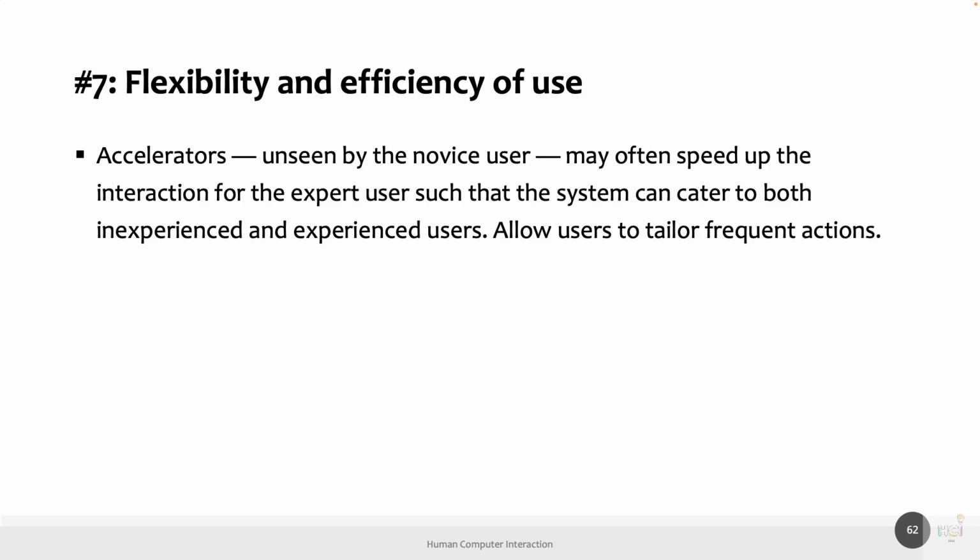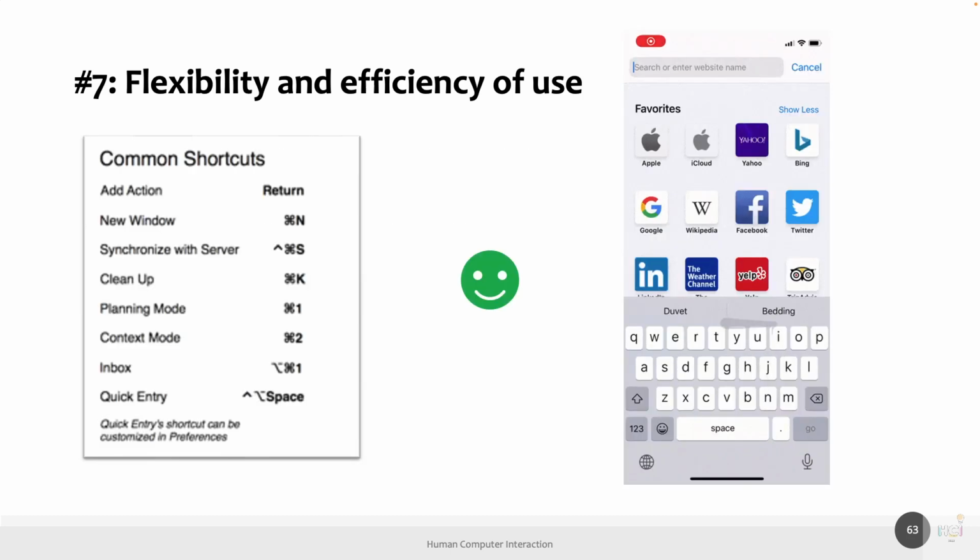Okay, flexibility and efficiency of use, number 7. This heuristic is mainly about accelerators that are unseen by a novice user, but can speed up the interaction for the expert. Can you give me an example of an accelerator? Yes? Shortcuts are a good example of an accelerator. Shortcuts can be used by experts, but the novice can still use the system without using shortcuts, okay? So shortcuts are the first example here.